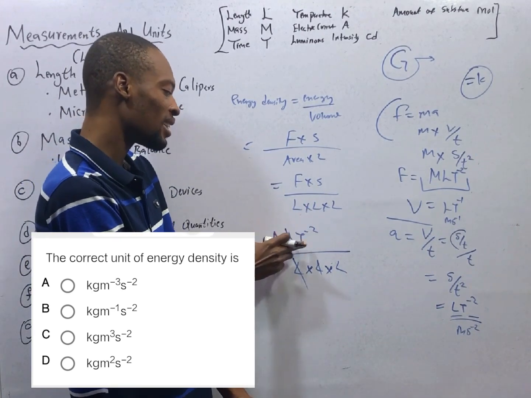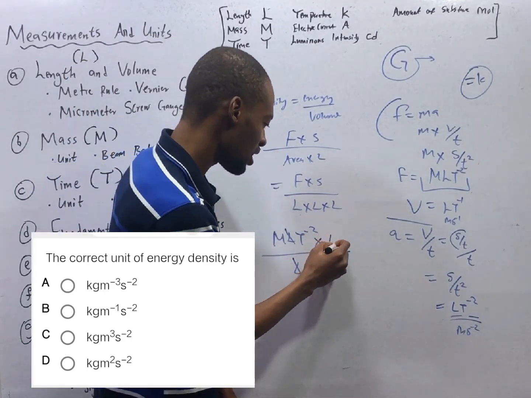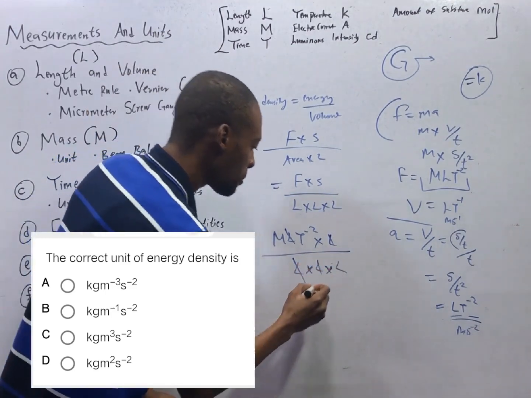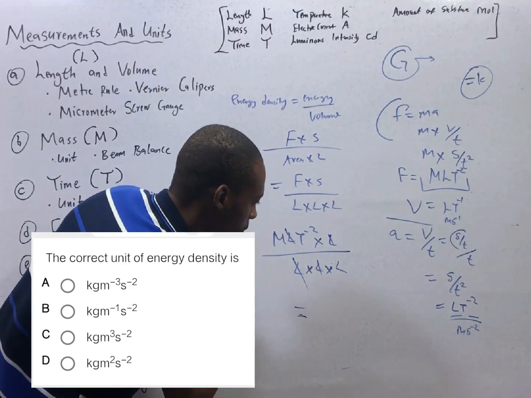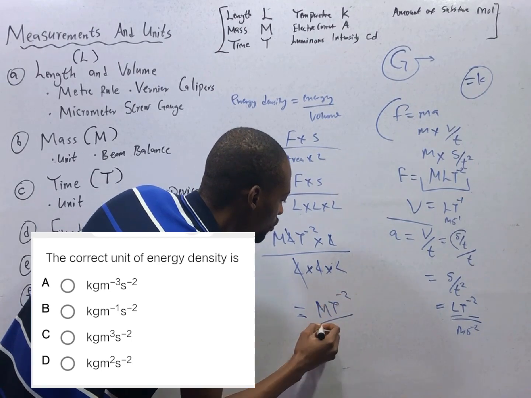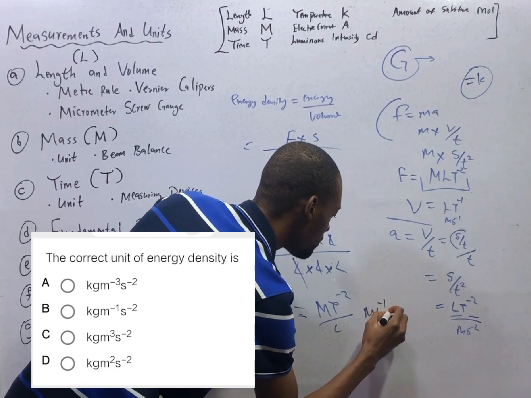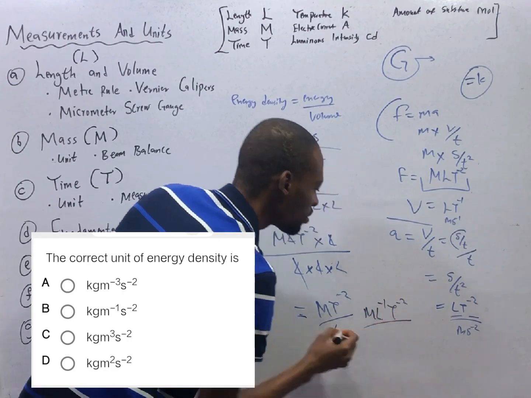This is M times L times T raised to the power of minus 2. So what was here? L. This becomes M T raised to the power of minus 2 over L. This is M L raised to the power of minus 1 T raised to the power of minus 2.